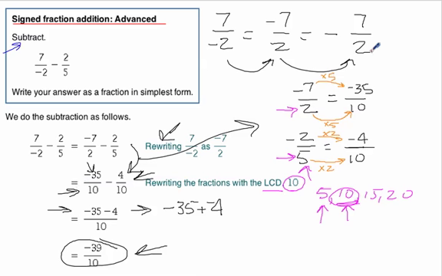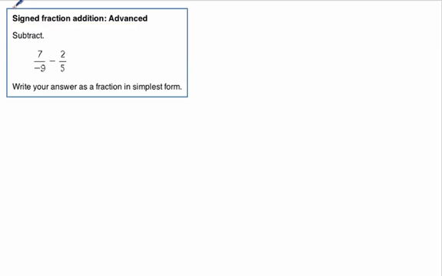Alright, lots of details here and lots of good explanation, good note taking. These notes will be really helpful in your notebook. Let's look at another example. So we've got 7 over negative 9 minus 2 over 5. Well, the first thing we need to do is figure out those common denominators.